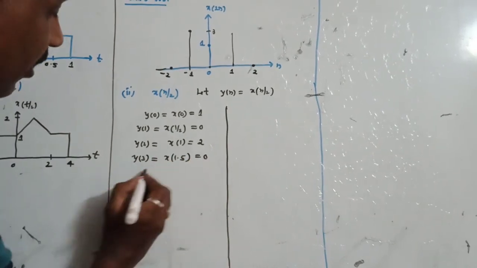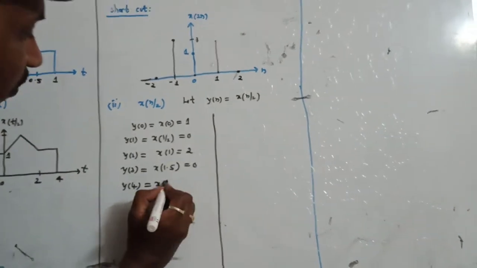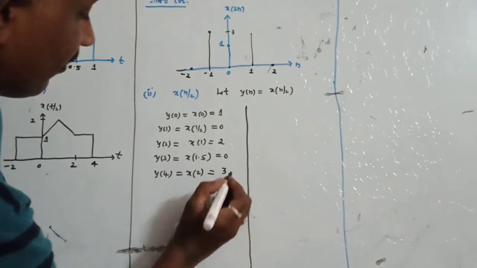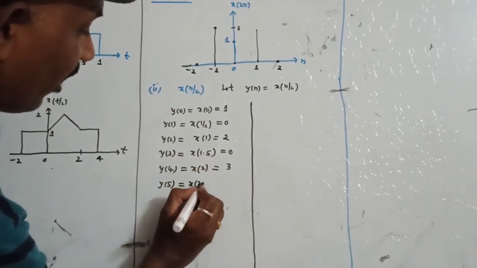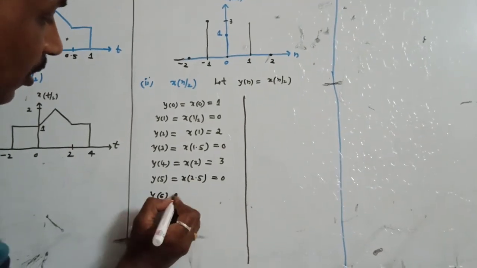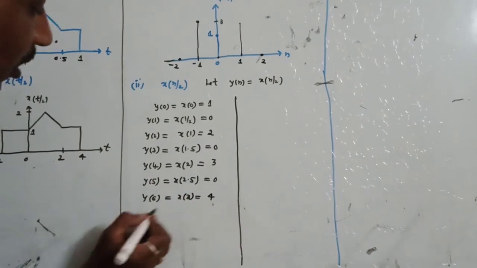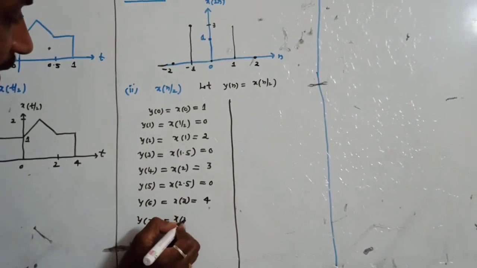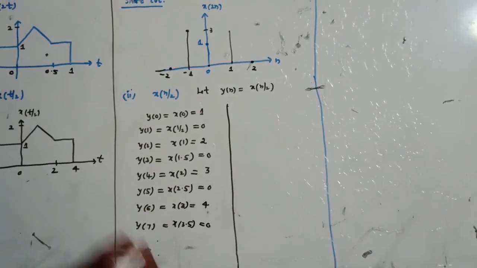It is not given. So y of 4. So what is y of 4? X of 4 by 2, 2. What is x of 2 amplitude is given? Check that in the given signal. So y of 5, so what is y of 5? X of 2.5, the fraction values are 0. So y of 6, what is it? This is x of 3, what is x of 3 is given 4. So from all the rest of the values, y of 7, it is x of 3.5, 0, all the y of 8, all the rest of the samples are 0.